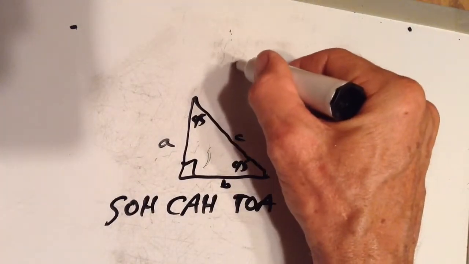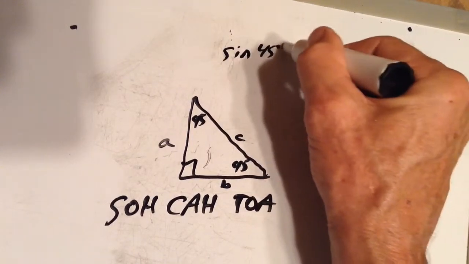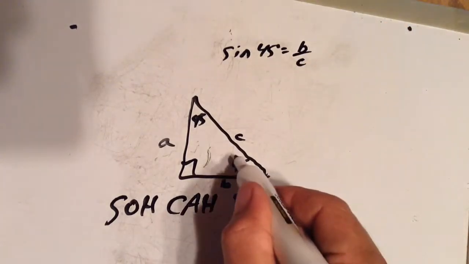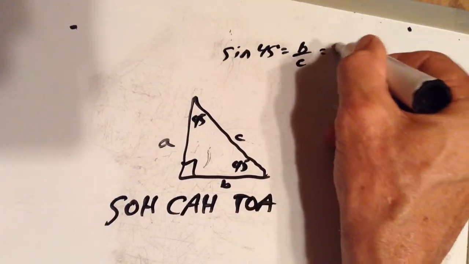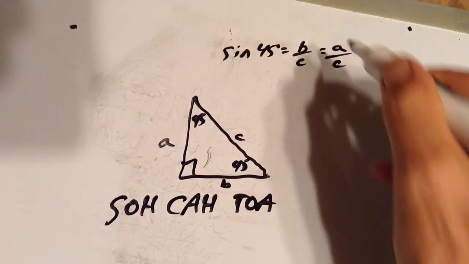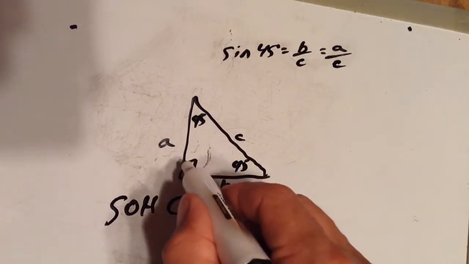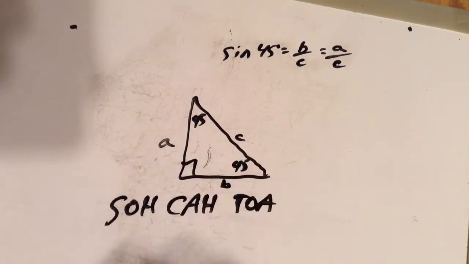So the sine of 45 degrees equals B over C. And the sine of this 45-degree angle equals A over C. And obviously B equals A, because A over C equals B over C. And with a 45-degree right triangle, the legs are always equal to each other.